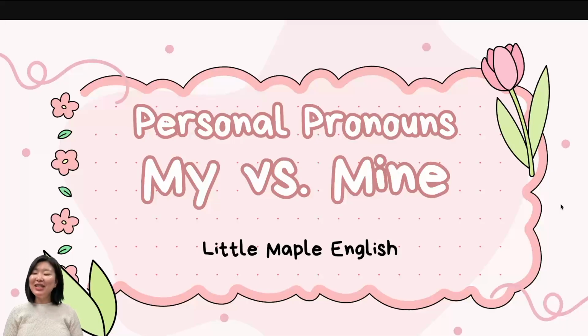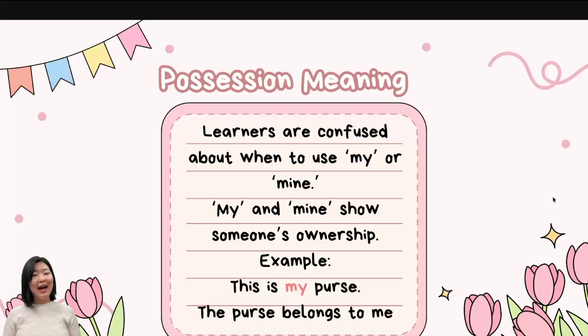Today, we're going to continue on and learn about personal pronouns, but this time it'll be my versus mine. So my and mine actually represent the possession of something. Learners are confused about when to use my or mine. My and mine show someone's ownership. It's just like our previous lesson on possessive nouns. Very similar, but this time it's a possessive pronoun.